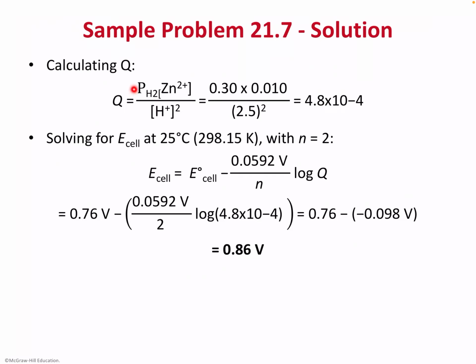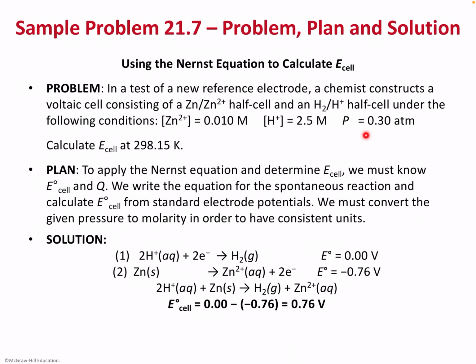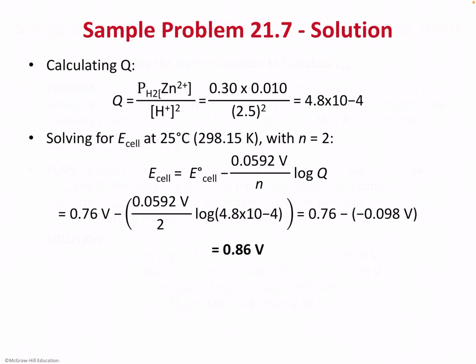So Q, pressure for hydrogen, zinc concentration and hydrogen ion concentration. Partial pressure for hydrogen was given as 0.3. This is H plus and this is zinc ions, Zn 2 plus, 0.01, and H plus 2.5, raised to the power 2 because it was 2H plus. So Q can be calculated by this ratio of concentrations and the pressure, 4.8 into 10 to the negative 4.